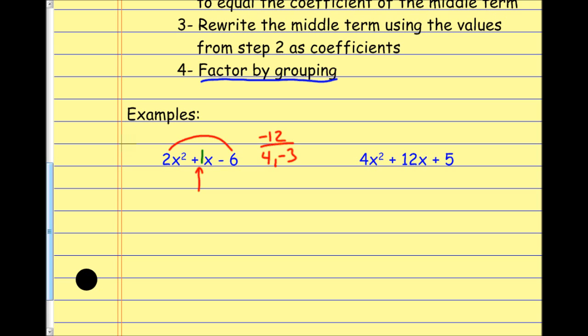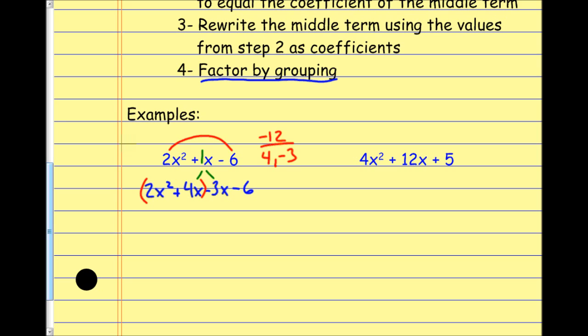So that's step 2. Step 3, I'm going to rewrite this middle term. I'm going to split this 1x up into a 4x and a minus 3x. Okay, because 4x minus 3x is a 1x. Everything else just kind of tags along for the ride. And now what I've done is I've rewritten this trinomial as 4 separate terms. So now I can do factoring by grouping.